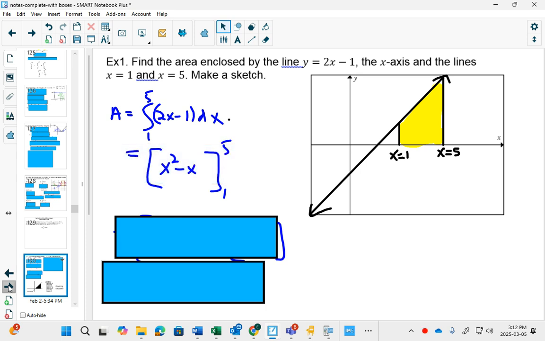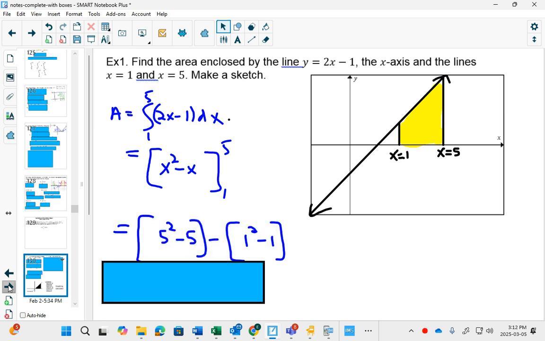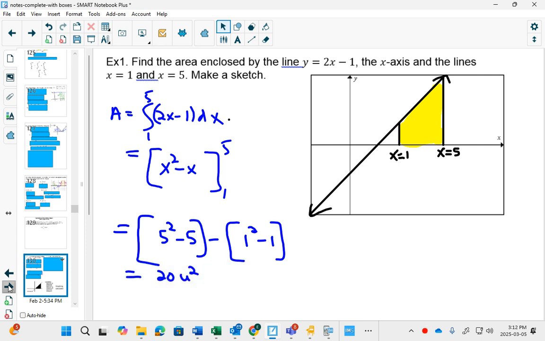Integrating is simple. When we plug in 5, plug in 1, and subtract the two, we get 20. And we didn't need calculus, but the calculus is almost just as easy.